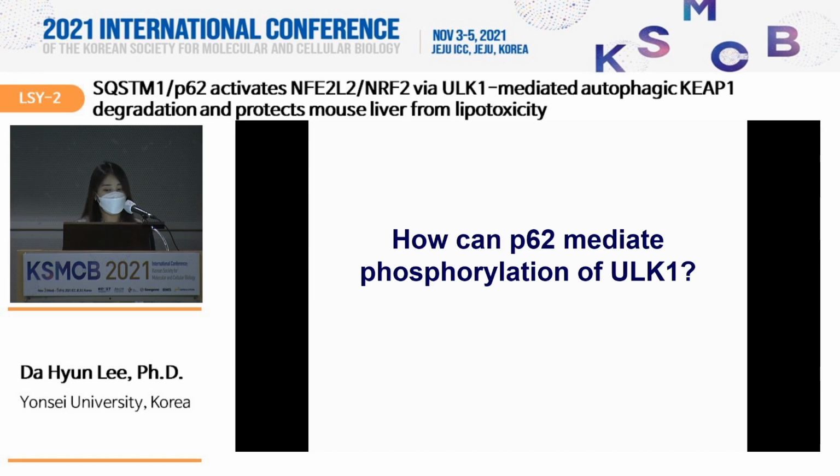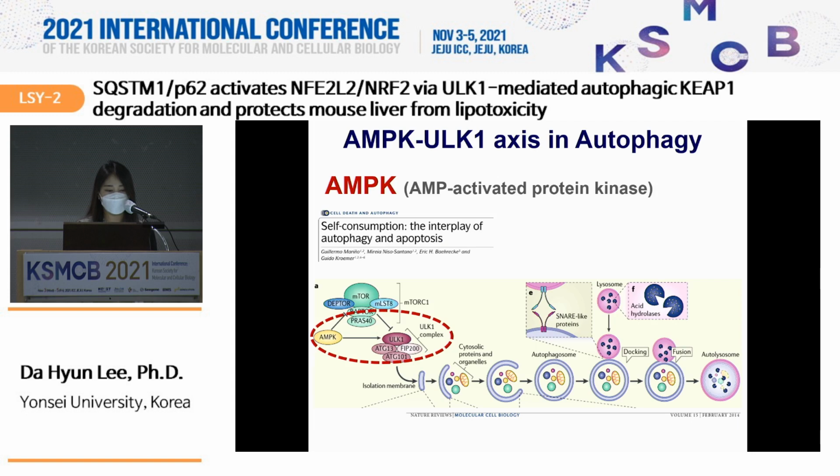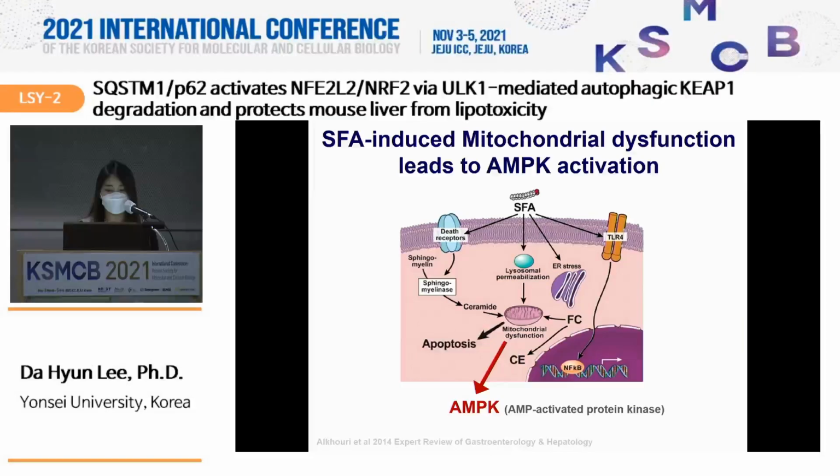And I wondered, how can P62 mediate phosphorylation of ULK1? Look at the autophagy process. AMPK is upstream of ULK1. That complex works in the autophagy initiation step. Also, saturated fatty acid-induced mitochondrial dysfunction can lead to AMPK activation. So I wondered whether P62 can regulate the AMPK-ULK1 axis.